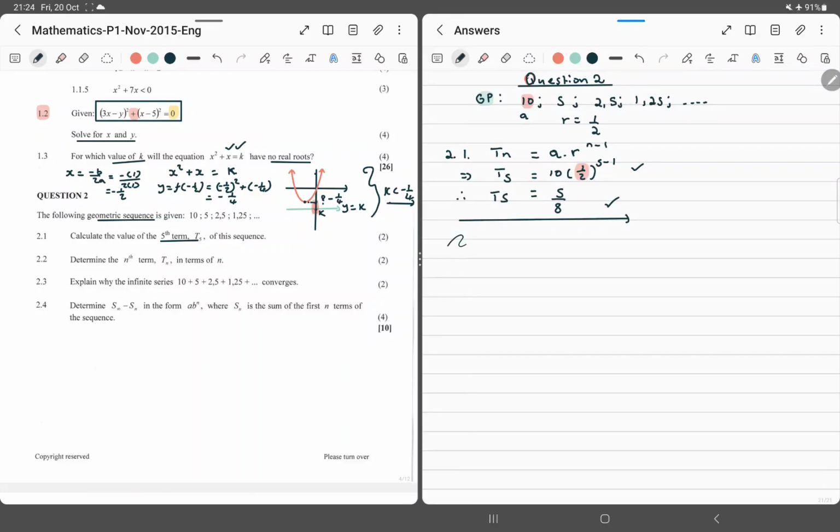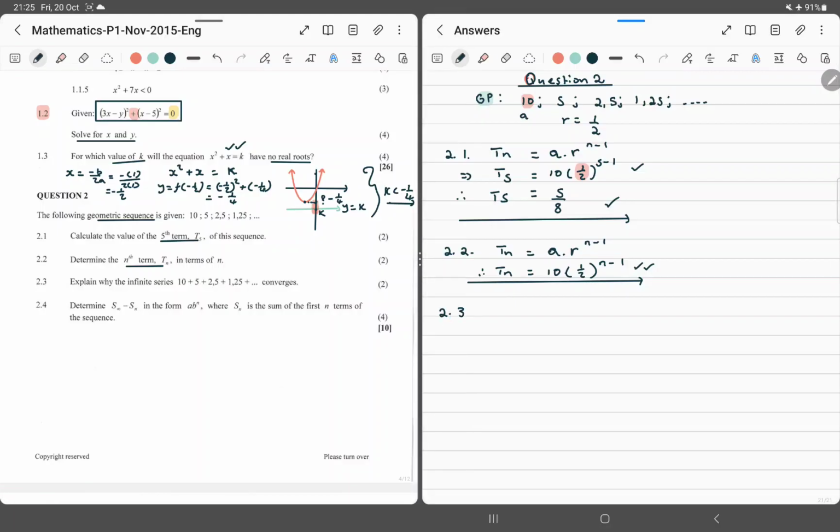Okay, so 2.2 says determine the nth term of this in terms of n. Of course, Tn is equal to a times r to the n minus 1. This is 10 into a half to the n minus 1. And that is it. Because if we're to express this in terms of n, we cannot proceed further than this. So again, we are getting 2 marks here. Well, we can just say 2 marks for the answer. You could do it by inspection, essentially.